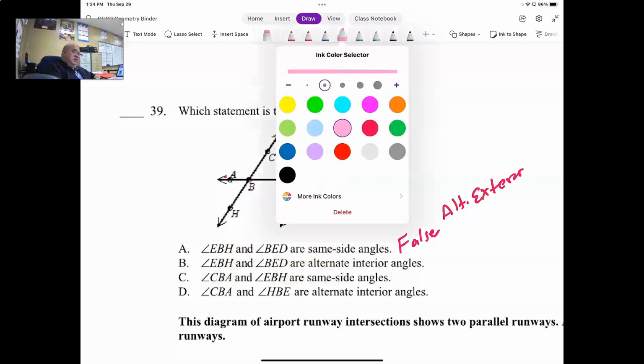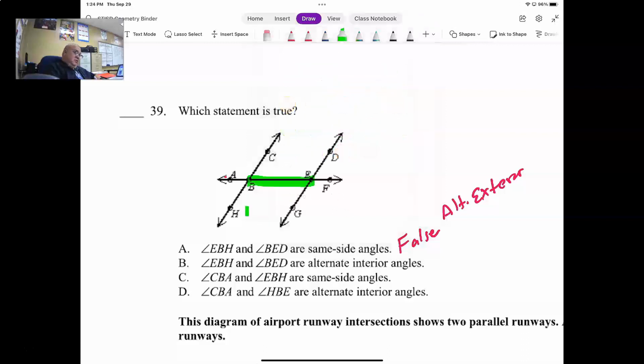Okay, so what I'm going to do is erase it. I'm going to use a highlighter. I think maybe using a highlighter is better. So we have angle EBH, and what other angle? BED. So they're saying this angle and this angle. Those are alternate interior. That's true. So I'm going to erase it.